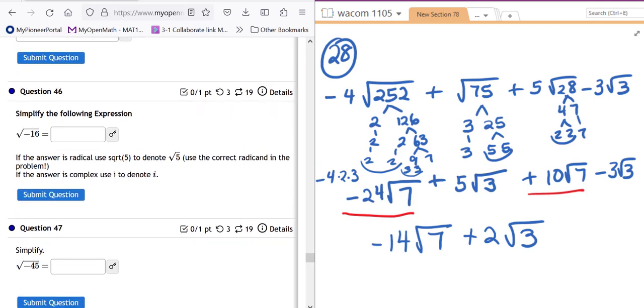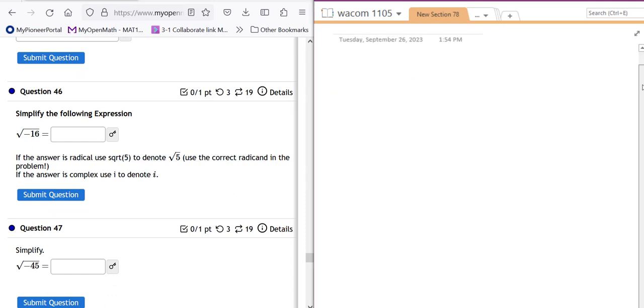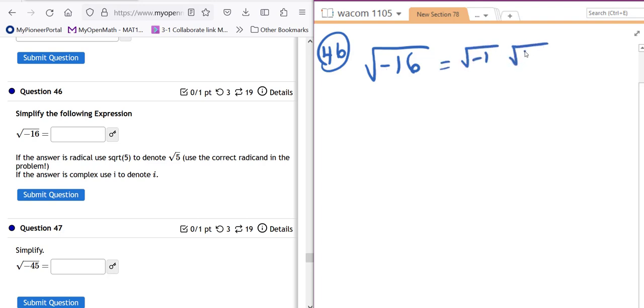All right, so let's go to 46. This was a new topic for us. I don't want you to leave it out. It's too important a section, right? And you have to take the i out. i is square root of negative 1. So this is square root of negative 1 times square root of 16. This is an i. Square root of 16 is a perfect square. So this is 4i. Right, next one.